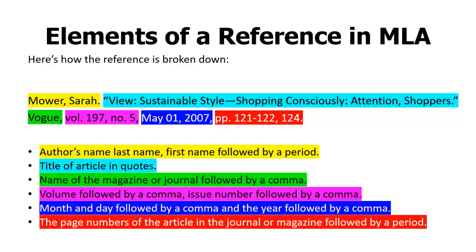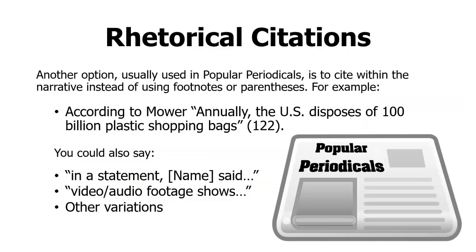Note that these are all the page numbers that the article appears on, and not just the page numbers that have been quoted. Another option usually used in popular periodicals is the rhetorical citation. These cite within the narrative instead of using footnotes or putting everything in parentheses. For example, according to Mower, "Annually, the U.S. disposes of 100 billion plastic shopping bags." This is followed by the page number that quote comes from in parentheses.